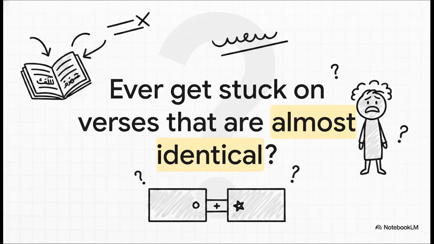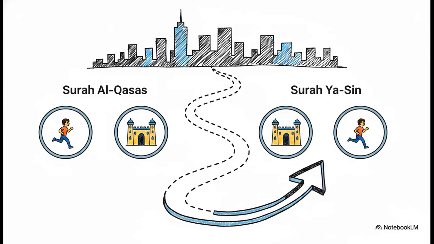You know the feeling, right? If you've ever tried to memorize the Quran, you've been there. You're reciting, everything is flowing beautifully, and then bam! You hit a verse that is almost a mirror image of one from another chapter, but with one tiny little word changed or moved. It can just completely throw you off. So frustrating.